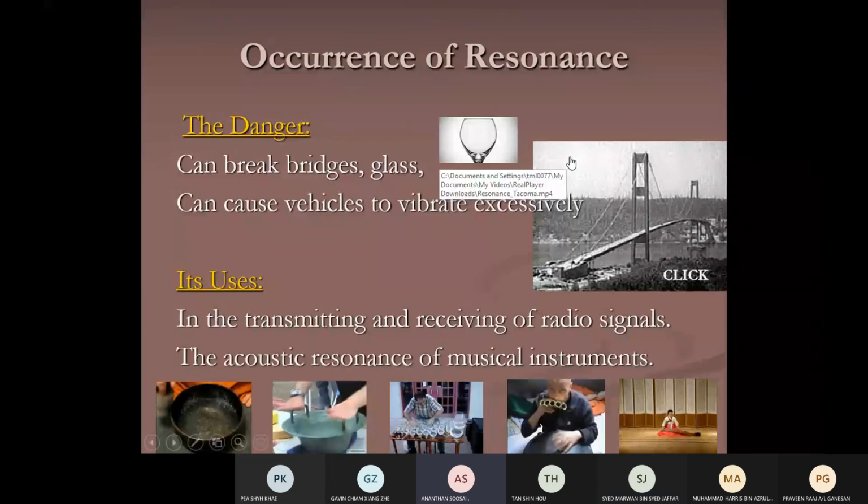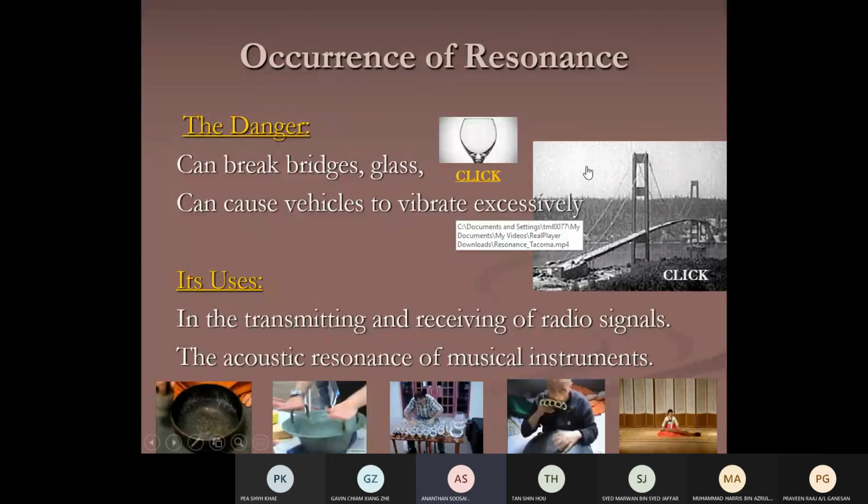Okay, who's the driving force? The wind. The wind blows in such a way that the frequency of the wind matches the natural frequency of the bridge. So the bridge starts to oscillate with the maximum amplitude. The structure was damaged. It breaks.